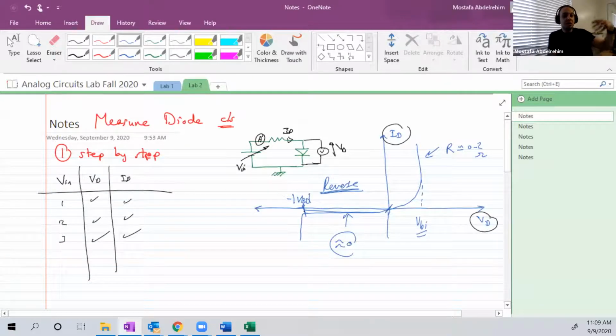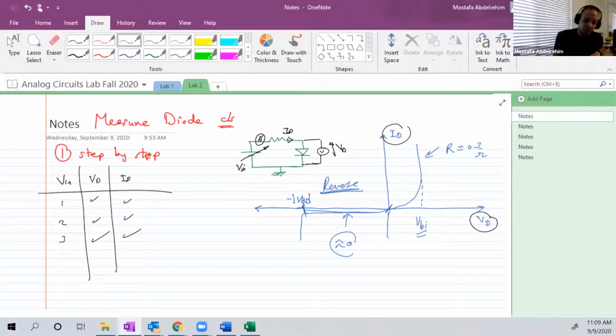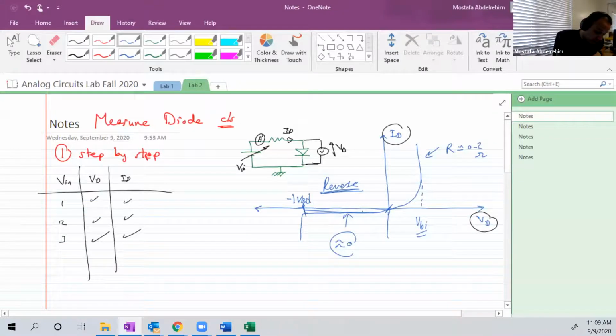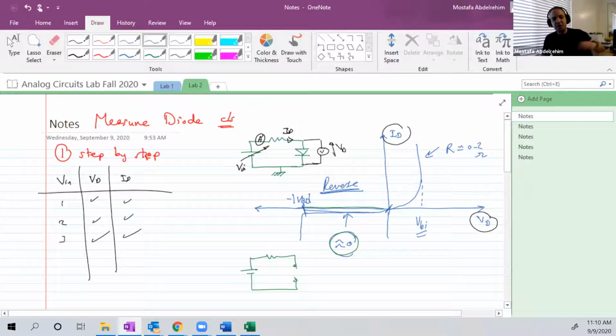So there is a model for the diode that considers the diode an open circuit, because the current is 0 when it's reverse. If you know that you are working in that range, where the current is approximately 0, then you can consider the diode as an open circuit. For example, in a circuit like the one that we drew here, you can just remove the diode. It's a model. It's still there, but the current is 0, so it's just like an open circuit.